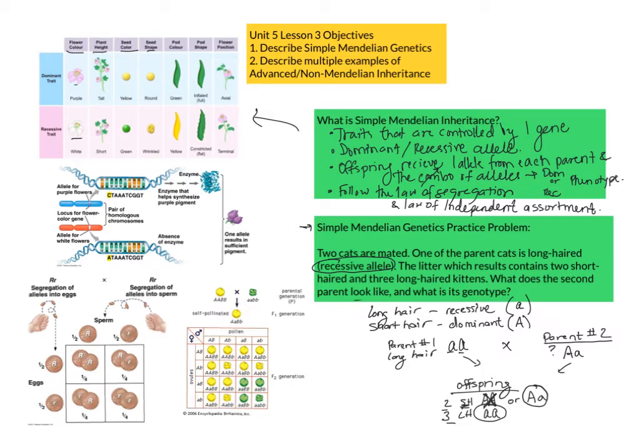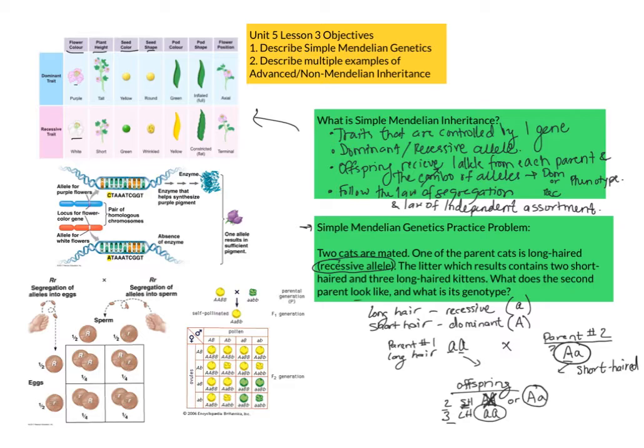So we know that parent number 2 now is heterozygous as the genotype. And what is the phenotype? Well, since they have one dominant allele, this must mean parent number 2 is short-haired. Okay, so that's just an example of a simple Mendelian genetics practice problem involving one trait controlled by one gene with a dominant and a recessive allele.